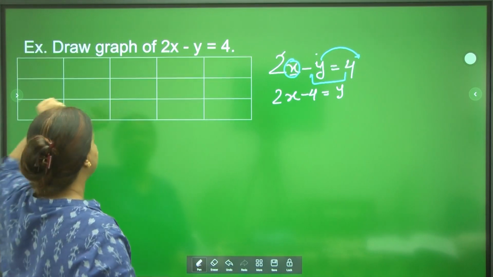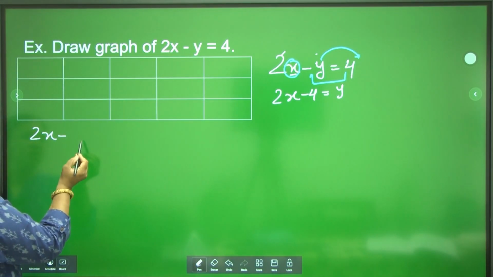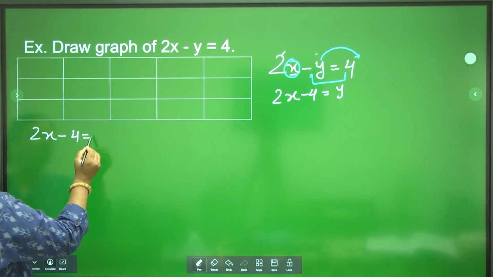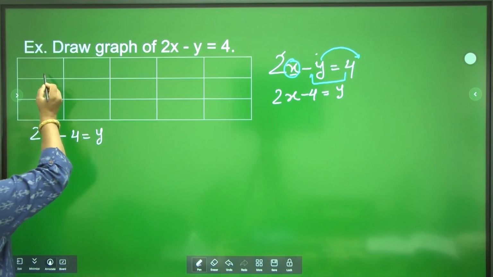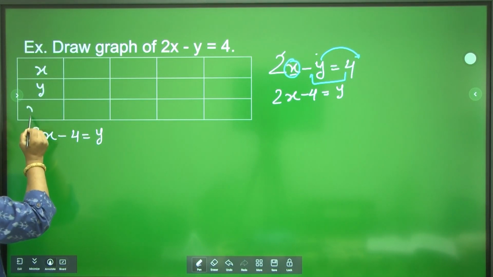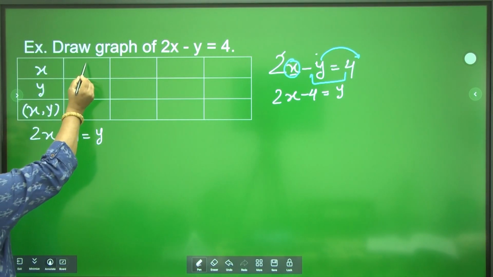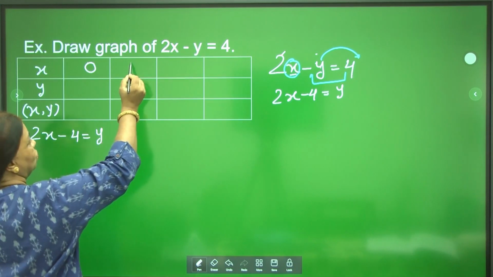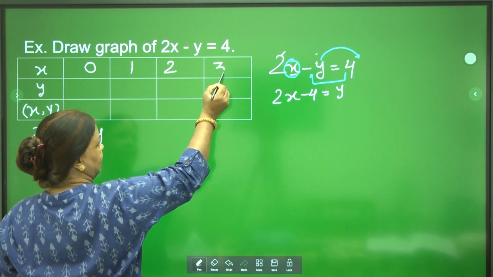So my equation is now 2x minus 4 is equal to y. So let me place the values. First I will write here x, here y, and here x comma y, that is the coordinate. So I am assuming x as 0, 1, 2 and 3.